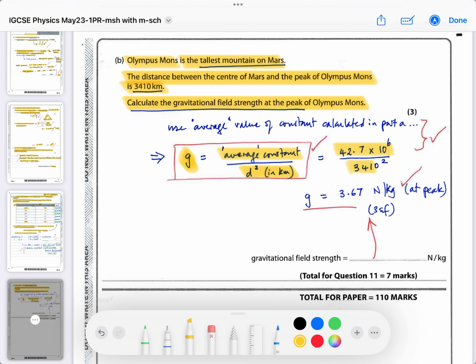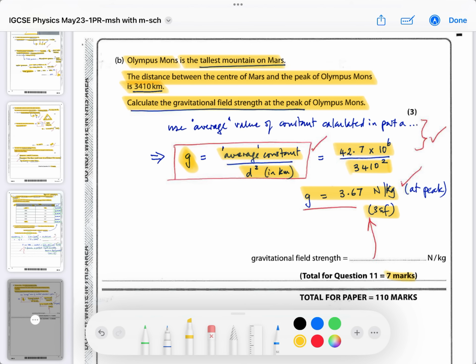So if you do 42.7 divided by d squared in that formula, you should be able to get the gravitational field strength. If we do it for the top of the mountain, the distance would be 3,410 kilometers, and we use the average value from the data in the table. You'll get gravity to be about 3.67 newtons per kilogram at the peak of the mountain, to 3 significant figures. I think 3 significant figures is correct, because we know the distance to 3 significant figures, and the average I've used for the constant is also to 3 significant figures.